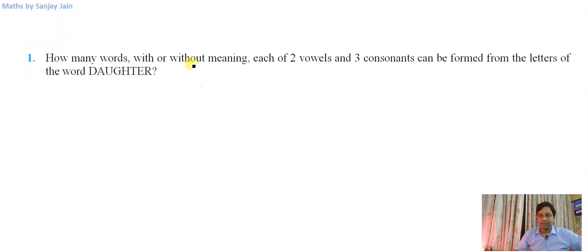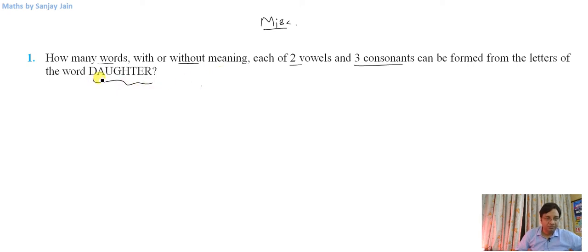Let us solve this exercise now. This is the miscellaneous exercise of permutations and combinations. How many words, with or without meaning, each of two vowels and three consonants, can be formed from the letters of the word daughter? We have done such a question in the examples also.